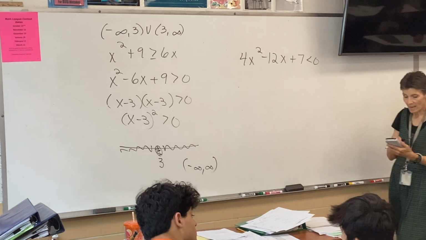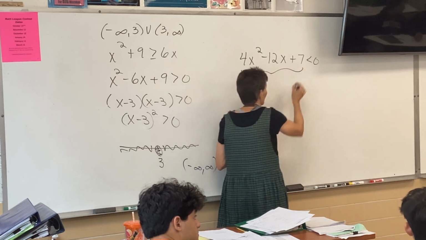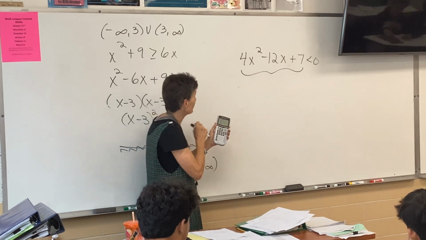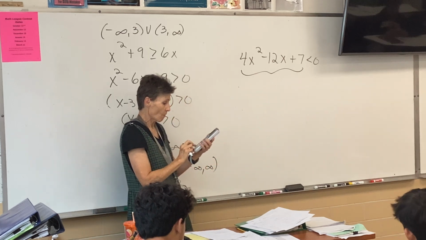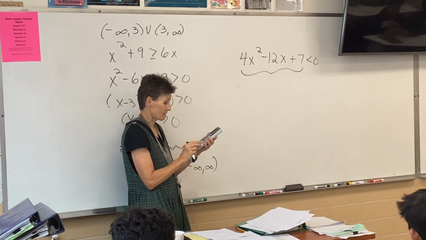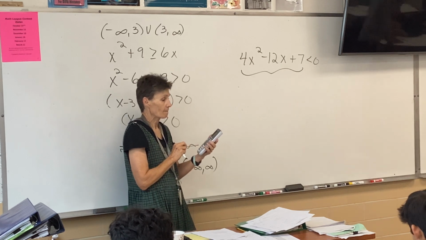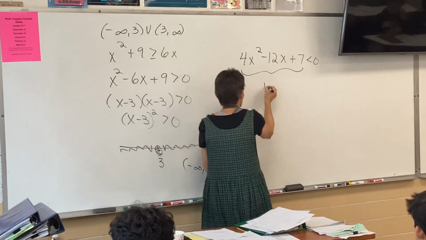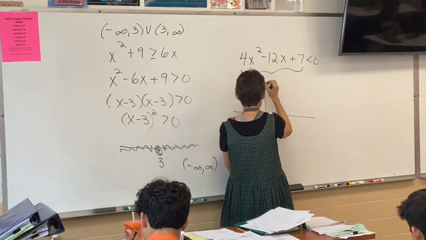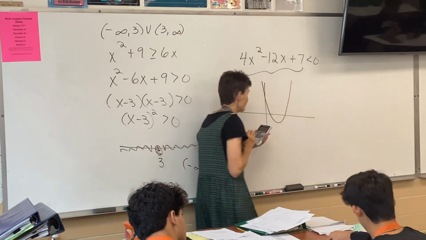All right, so now we're gonna graph this equation. Hit y equals, and type in that equation: 4x squared minus 12x plus 7, and hit graph. Anytime you graph an x squared, it's going to be a parabola of some kind. You see something that looks like that.